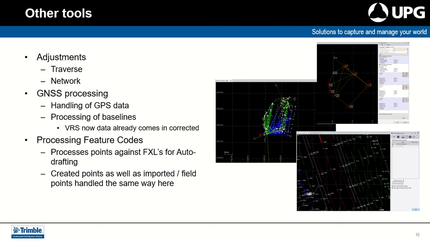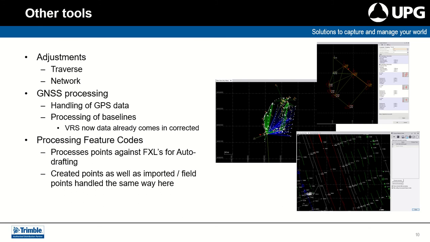With regards to other things like GNSS processing, we can handle baselines and do all of that computation in TBC, as we mentioned before. Remember that if you are using a post-correction process like VRS now, that data will already be coming in corrected and you won't need to use the baseline processing tools.